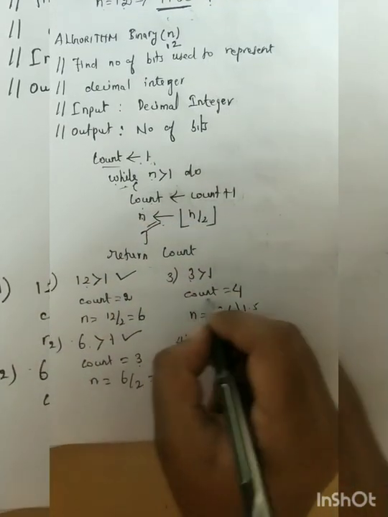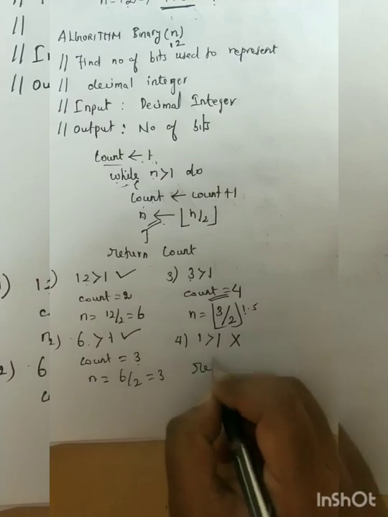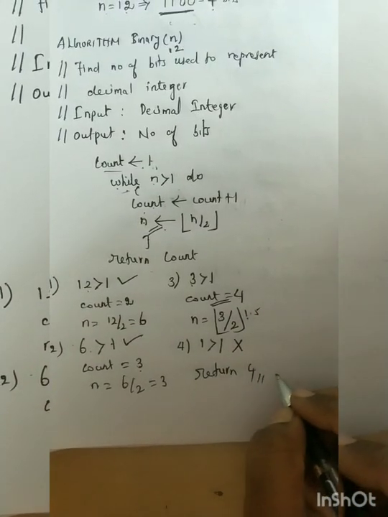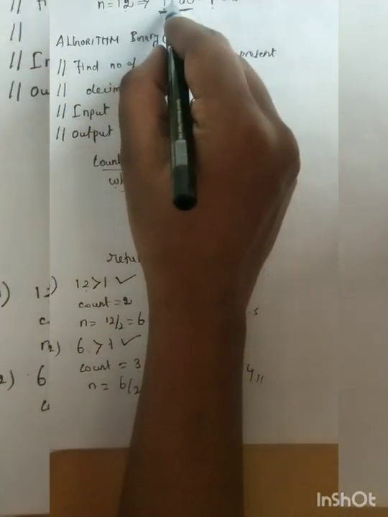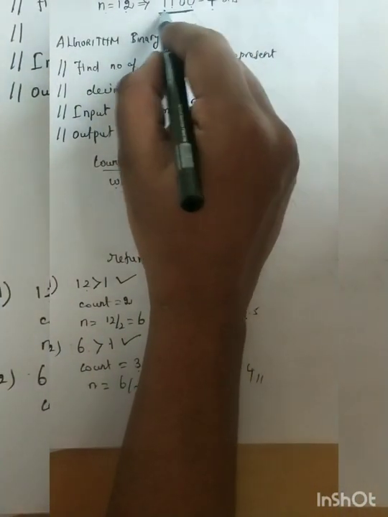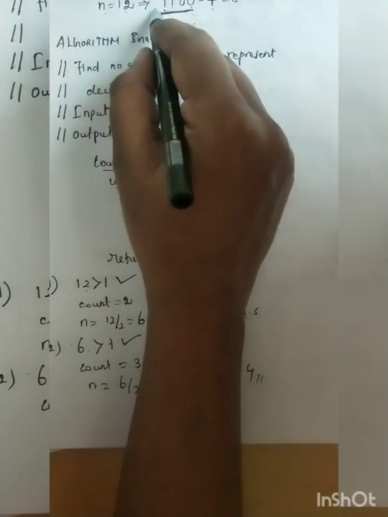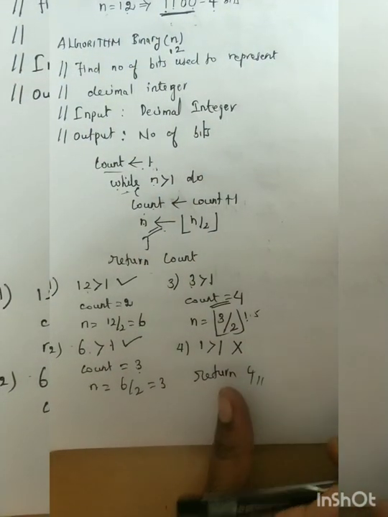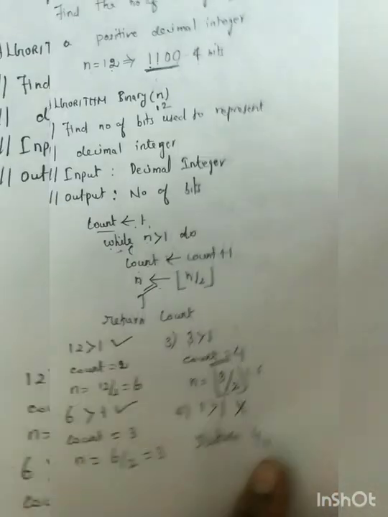So what is the final count value here? 4. So it returns 4. How many bits are used to represent the number 12? 1, 2, 3, 4. So 4 bits are used to represent the number 12. Okay, is it correct? Next we are going to discuss the analysis part.